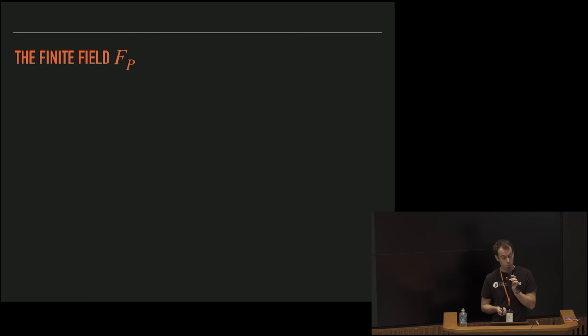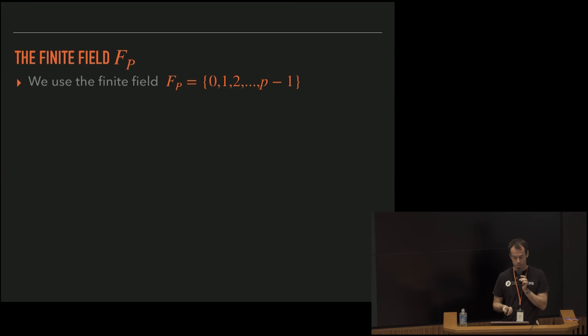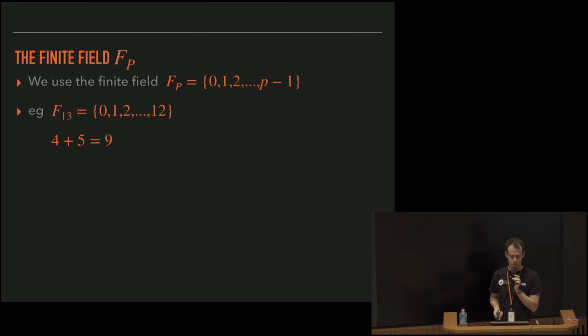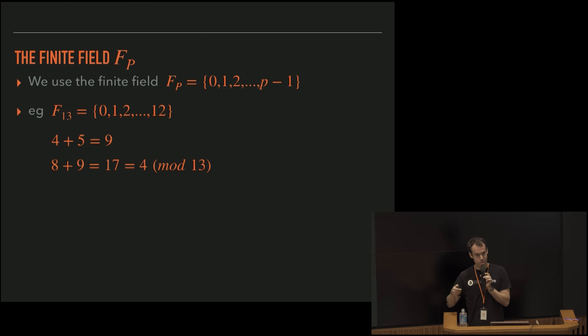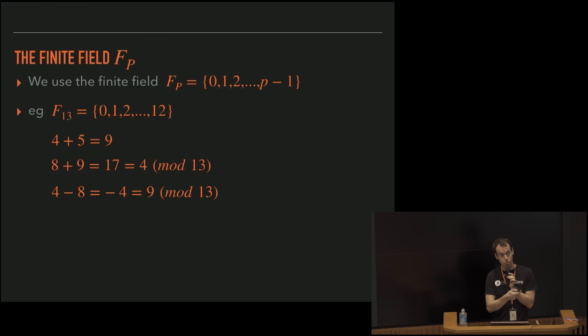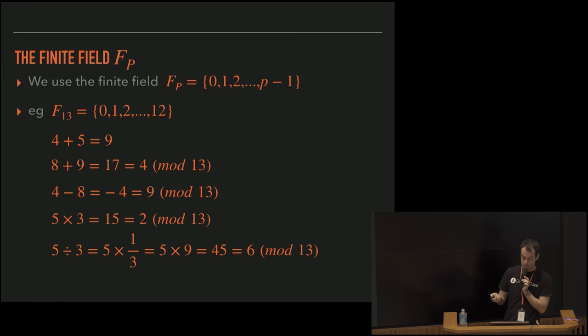And a very interesting field that we're going to talk about is F_p, where p is a prime number, and that is the integers modulo p. So for example, F_13 is 0 through 12, and if you go beyond 12, you just wrap around. So 4 plus 5 as normal is 9, 8 plus 9 is 17, but because we wrap around modulo 13, that's 4. 4 minus 8 is minus 4, but again, we wrap around and we get 9. 5 times 3 is 2 modulo 13. 5 divided by 3 is 5 times the inverse of 3. And the inverse of 3 is 9, because 3 times 9 is 27, which equals 1 modulo 13. So that's 45, which equals 6. So we have all of our kind of mathematical operators that we understand.